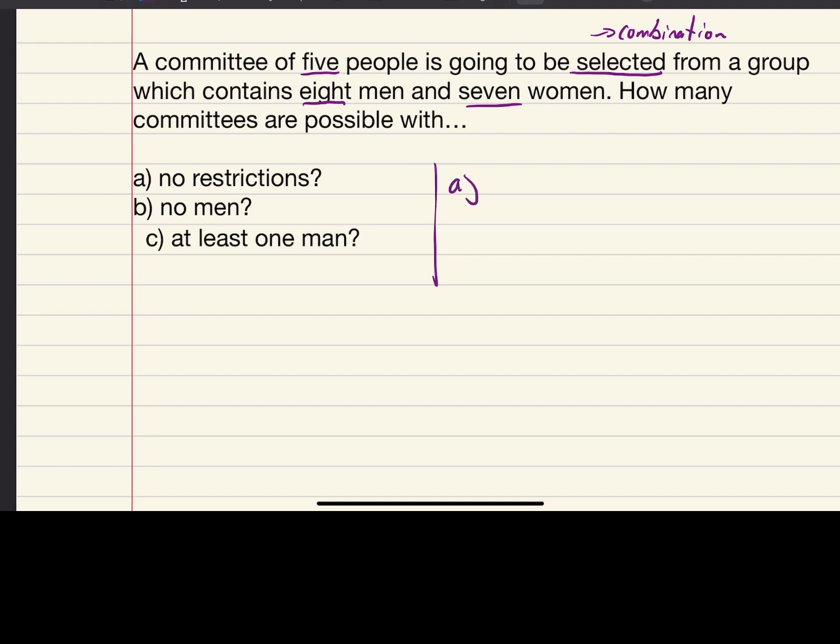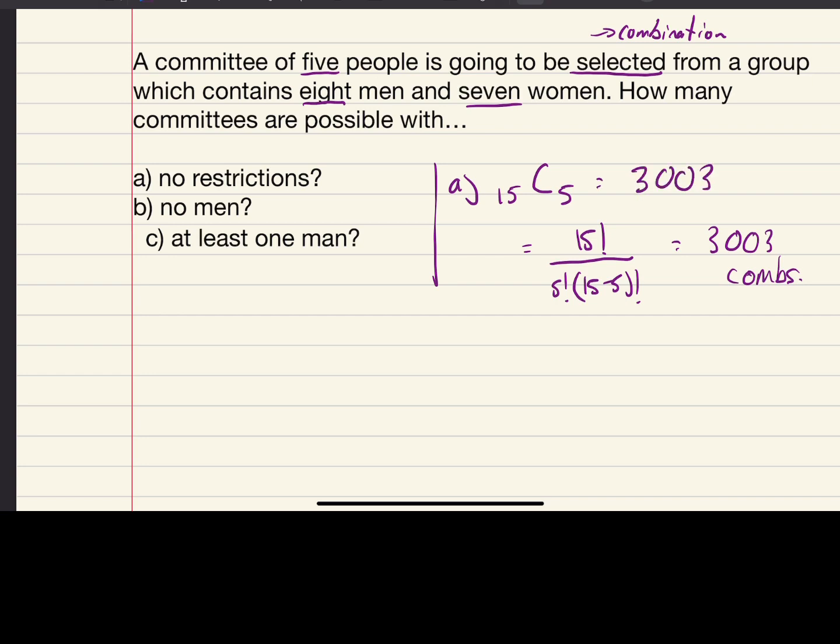So for A, if there's no restrictions at all, and you can select any 5, no matter whether they're men or women, from the 15, well, then we would just say from the 15, we're choosing 5. Now in the formula, it would be 15 factorial divided by 5 factorial multiplied by 15 minus 5 factorial. And this is going to give us a total of 3,003 possible combinations. That's the same thing if you just put it into your calculator as well. But we showed the formula just so you can get used to the expanded version in case we ask you to isolate for a variable.